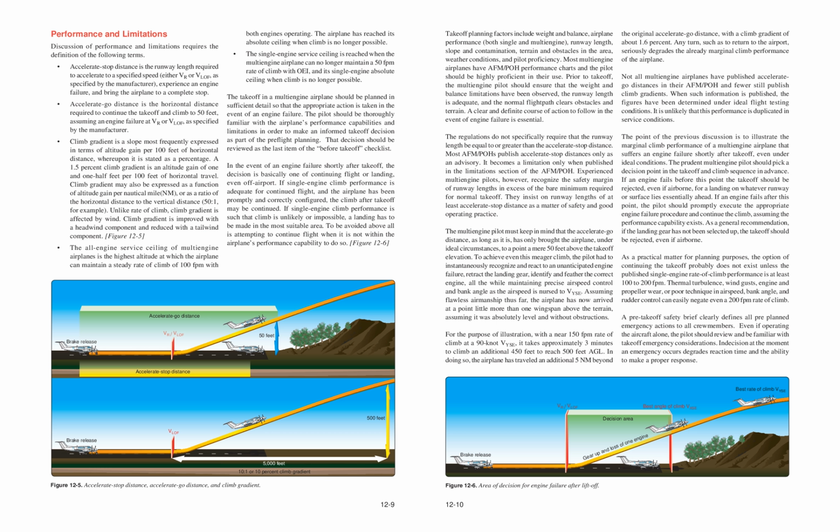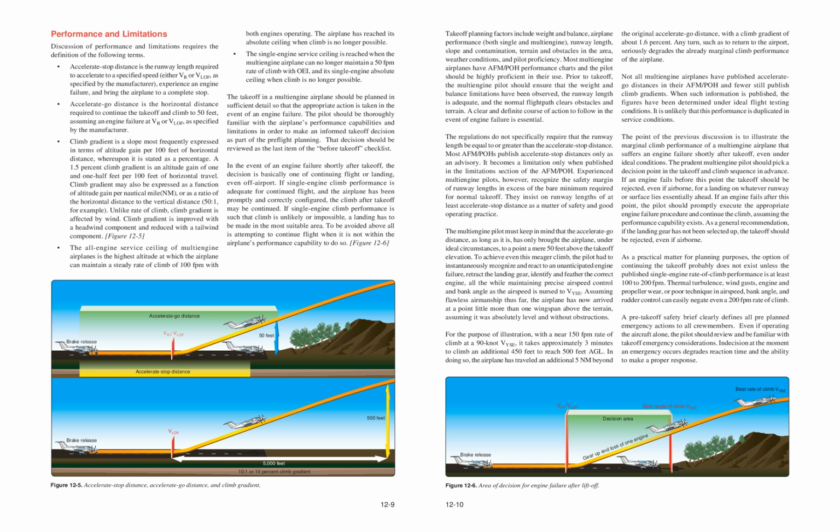Not all multi-engine airplanes have published accelerate-go distances in their AFM/POH, and fewer still publish climb gradients. When such information is published, the figures have been determined under ideal flight testing conditions. It is unlikely that this performance is duplicated in service conditions. The point of the previous discussion is to illustrate the marginal climb performance of a multi-engine airplane that suffers an engine failure shortly after takeoff, even under ideal conditions.